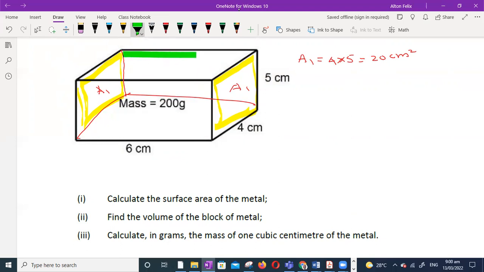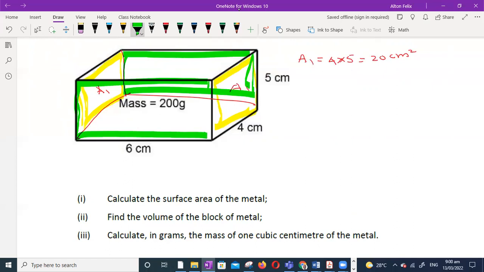Area 2 will be this portion in the back here, which is identical to this portion in the front here. That's our area 2. So again, length by width: area 2 will be 6 centimeters across, that's the length, and you see now it's 5 centimeters right here. So area 2 will be 6 by 5, which is 30 centimeters squared.